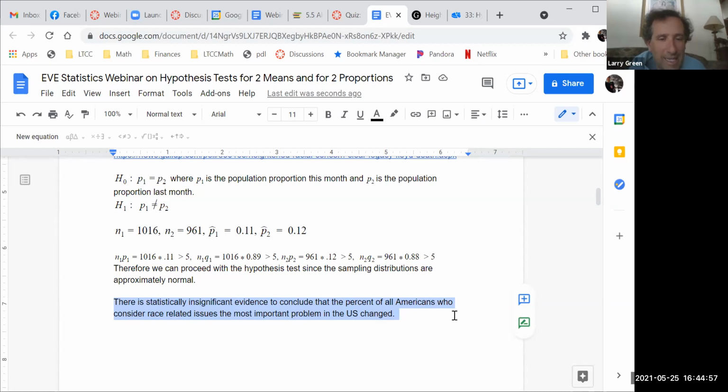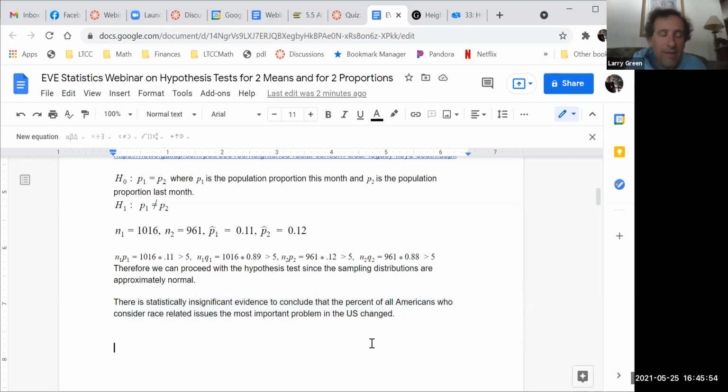So that means that if last month and this month the population proportion of Americans who think that race-related issues are the most important thing in the United States are the same, then there would be a 51% chance that, and now we have a not equal to, the sample proportion last month and this month, if we surveyed another 961 people last month and another 1,016 this month, would differ by at least 1% in the percents. Because 11% and 12% is 1% off.